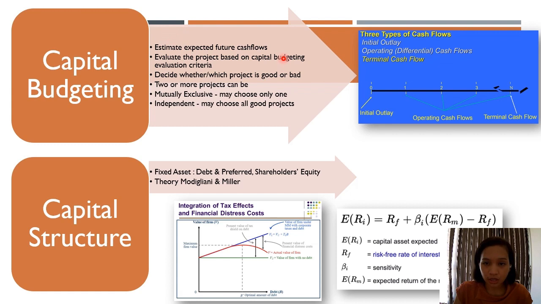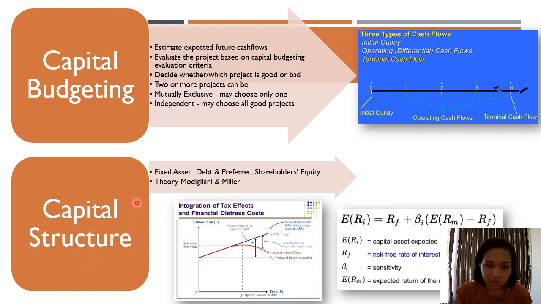And the future cash flows, we also divide into 3 types, which are the initial outlay, operating cash flows or differentials, and the terminal cash flows. It is provided in this picture, some kind of a timeline. And the second part, we are going to talk about the capital structure.